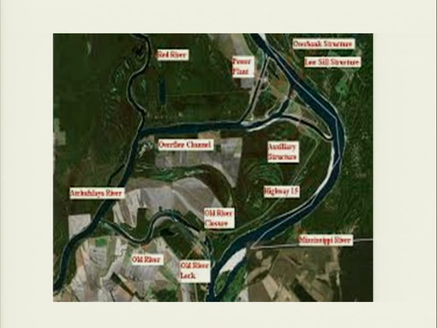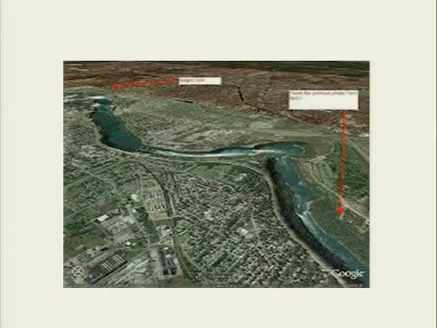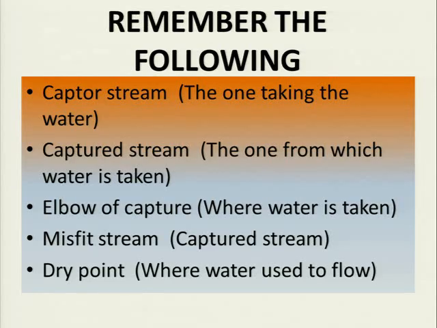Guys, please make sure, I know that during the June exam now, you had to draw those features. Make sure that you are able to draw the following. The capture stream, in other words, the one taking the water. The captured stream, that's the one from which the water was taken. The elbow of capture, meaning that is where the water was taken from. And the misfit stream, so that is where the captured stream used to flow. Now there's a little less water. And then a dry point. That is right next to the elbow of capture.